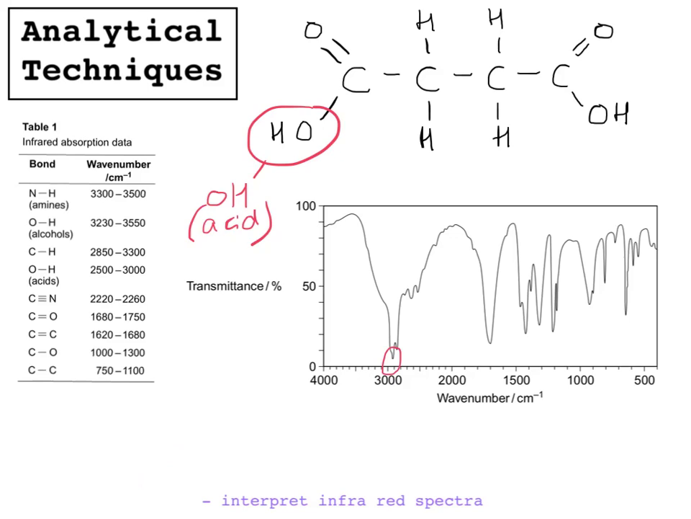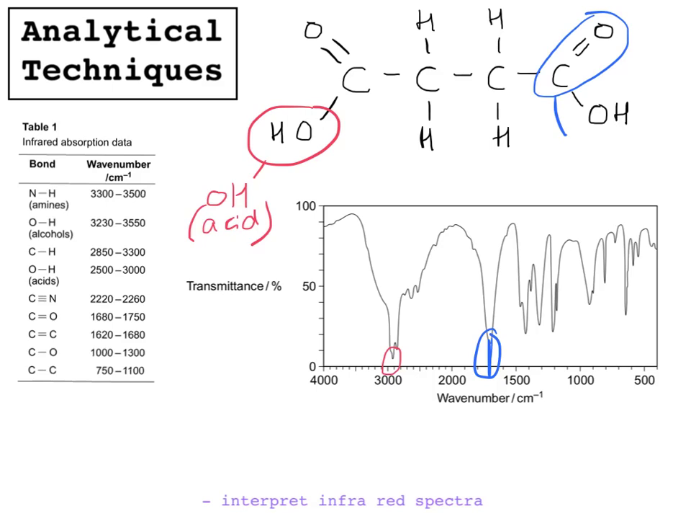We also have a carbonyl group. And this comes, as you can see from the table, usually it makes a peak at around 1680 to 1750, and we can see that we do have a peak there. So that peak there is to do with the C double bond O.